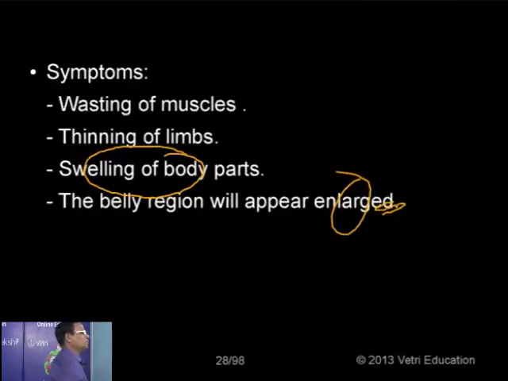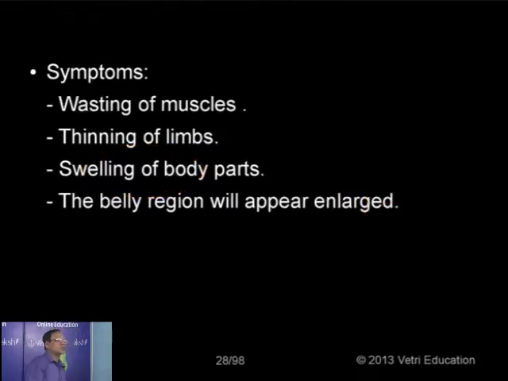Now let's go to the kwashiorkor, some of the symptoms. Here also we have the loss of muscles or the wasting of muscles. Here also we have the thinning of lips. But another symptom, accumulation of fluid in various organs, so that the child gets swellings in different parts of the body. So swelling of body parts, edematous condition.